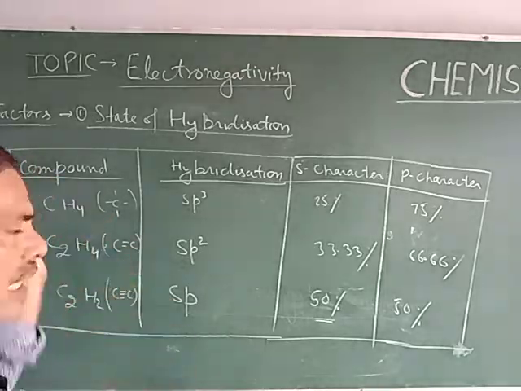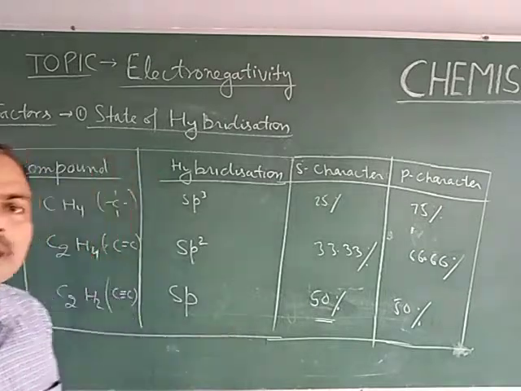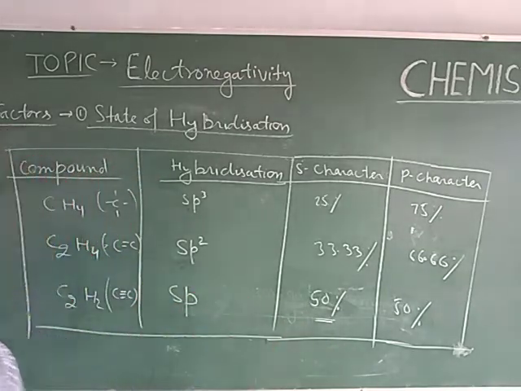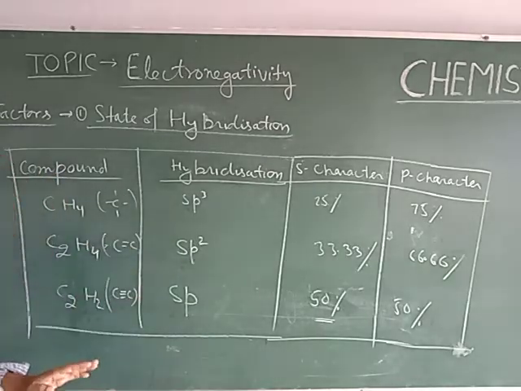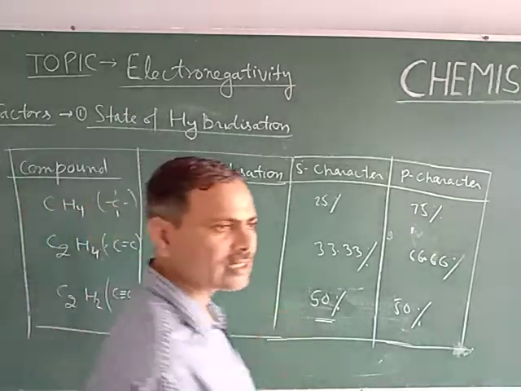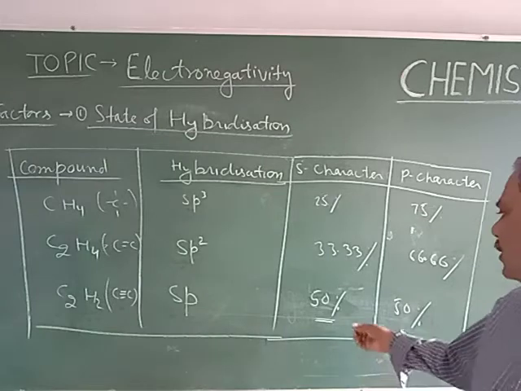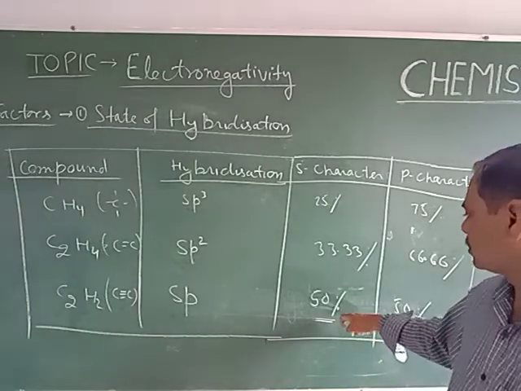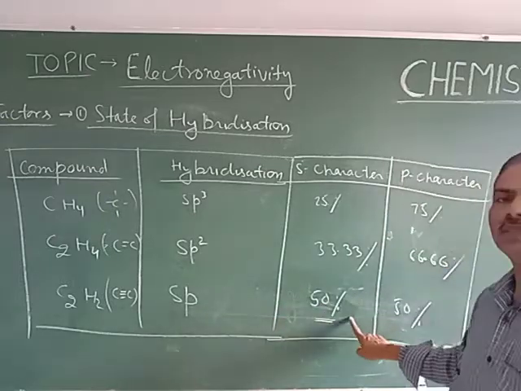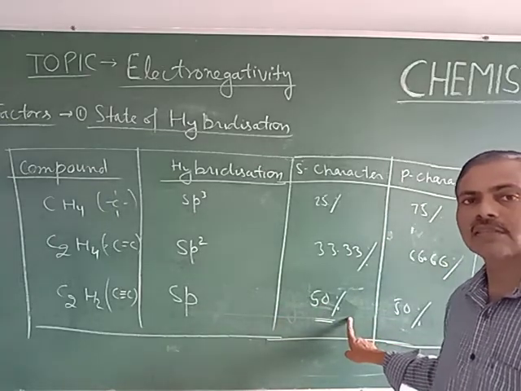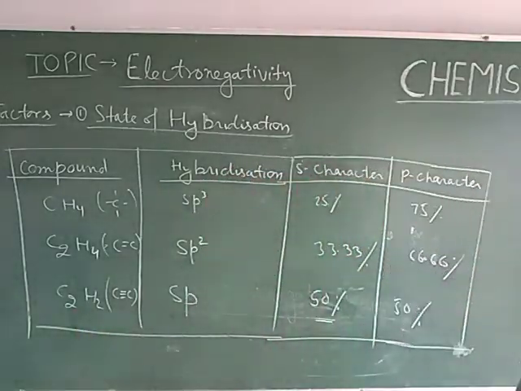It means the carbon atom which is sp hybridized is more electronegative than the sp3 or sp2 carbon. This is the effect of hybridization on the electronegativity. The more the s character, the more its electronegativity, because s character is maximum in the case of sp hybridization. That is why the carbon which is sp hybridized is more electronegative.